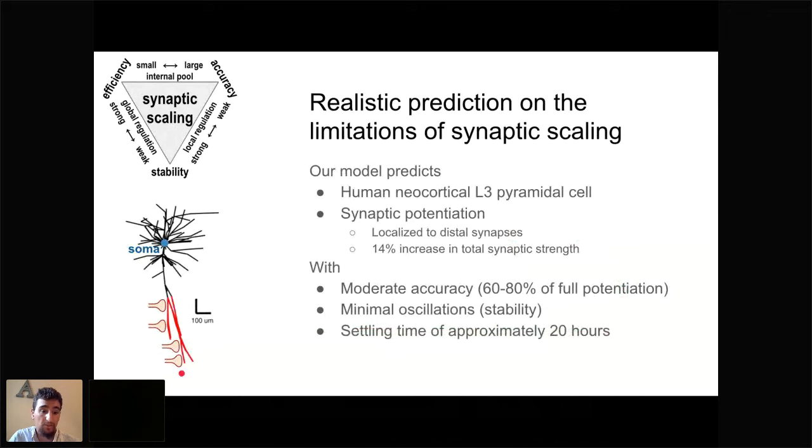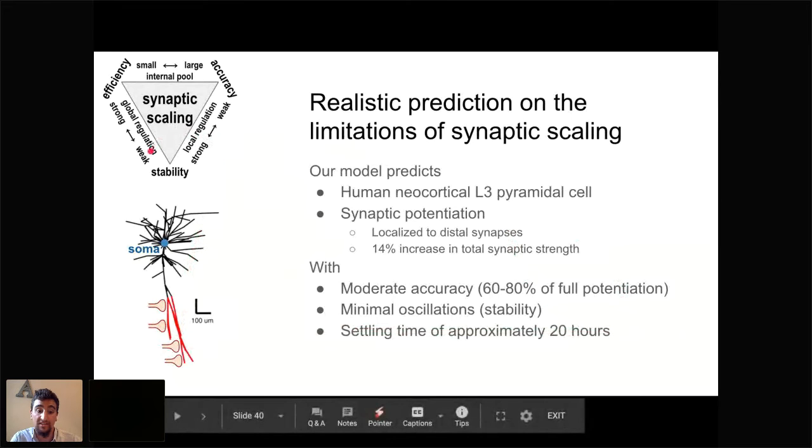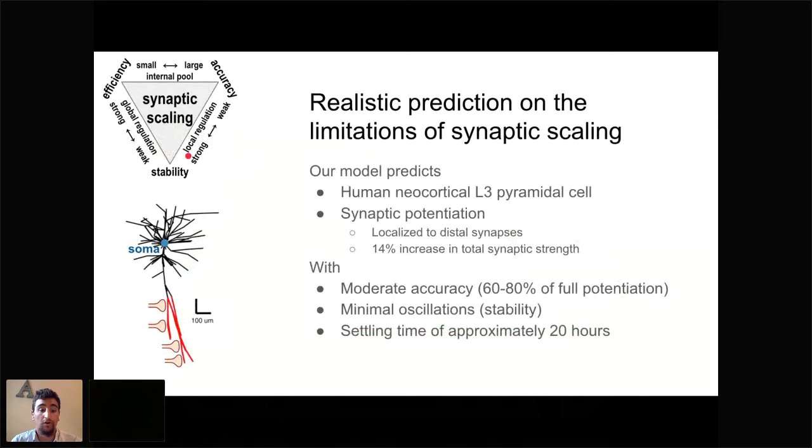In the end, going back to one of our questions from earlier in the talk, why is synaptic scaling so slow? Why does it take 1 to 2 days? Our framework shows that synaptic scaling is slow because it has to be, because neuron morphology constrains it. Neurons scale their synapses as fast as possible while maintaining accuracy and stability.